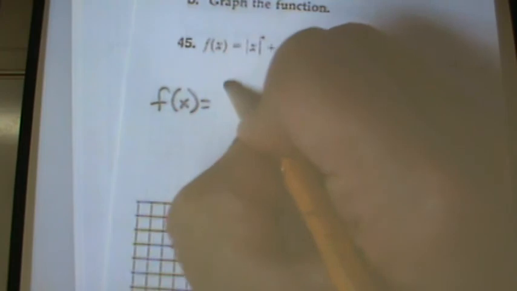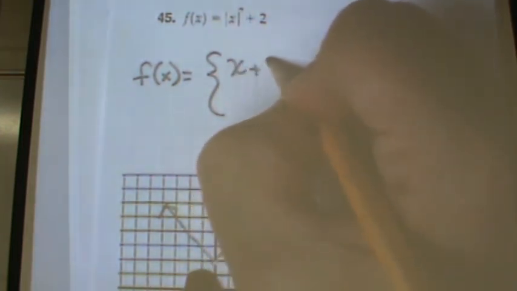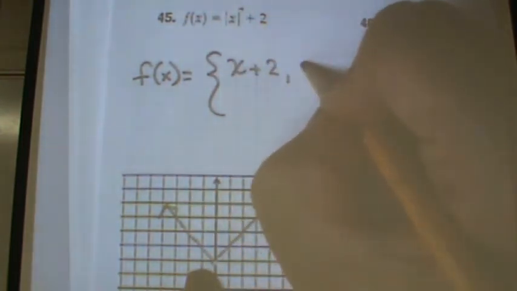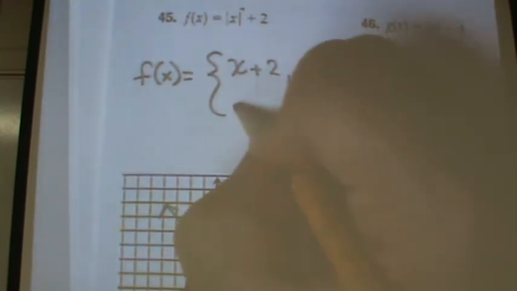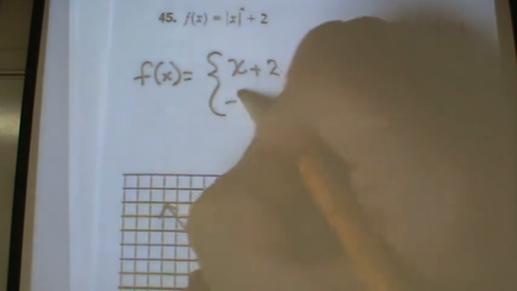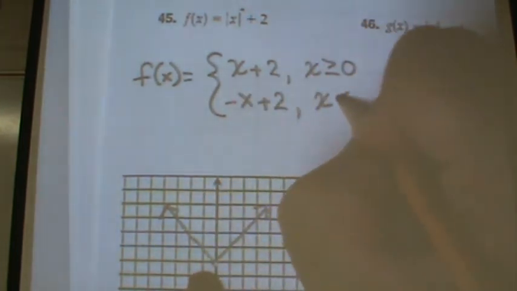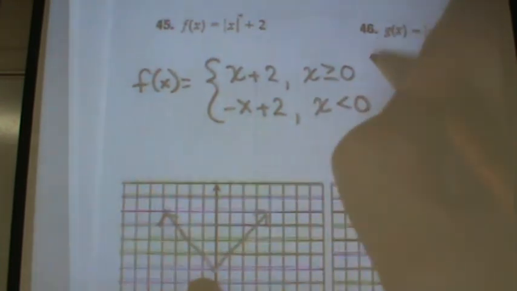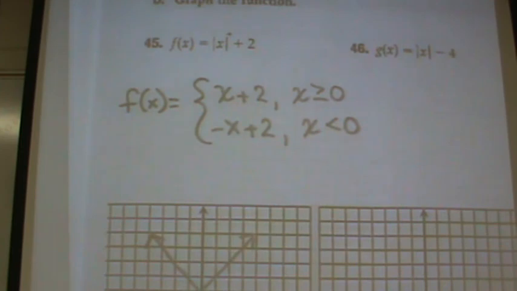You're going to write f of x equals, can you tell me what one of the equations is? x plus 2 if x is greater than or equal to 0, and what's the other equation? Negative x plus 2 if x is less than 0. I didn't write the word if, but write that. Do we need to write the word if, or can we just use a comma, whatever?